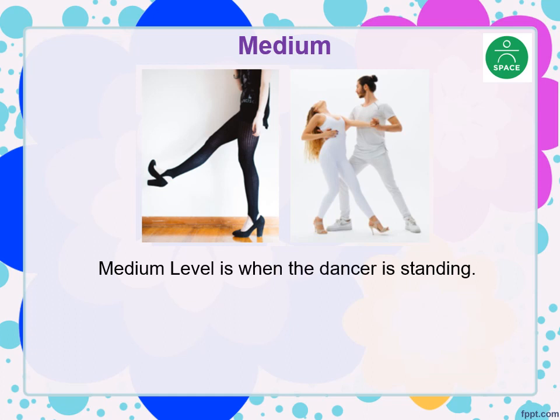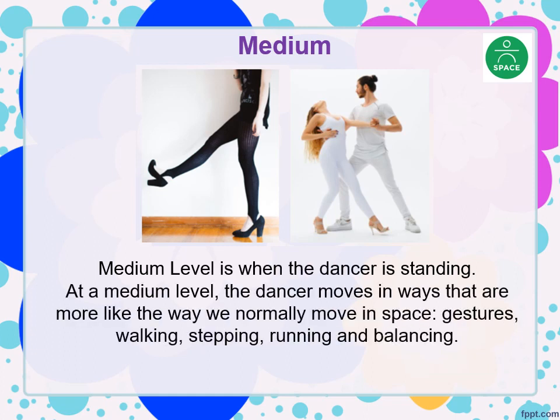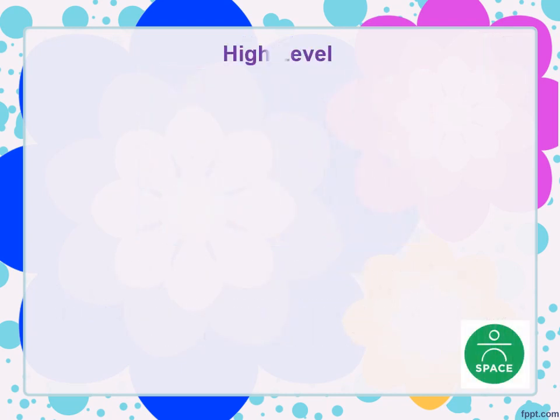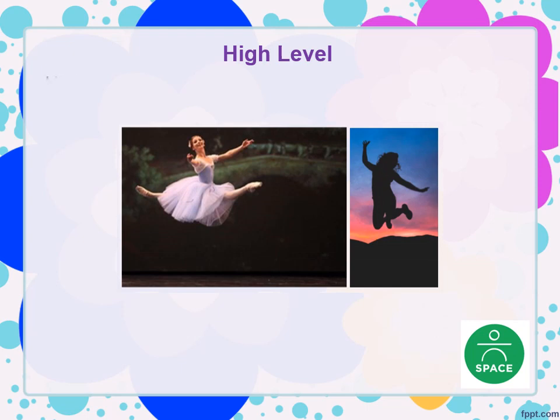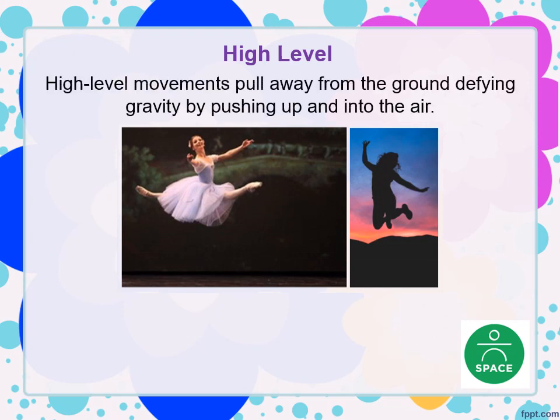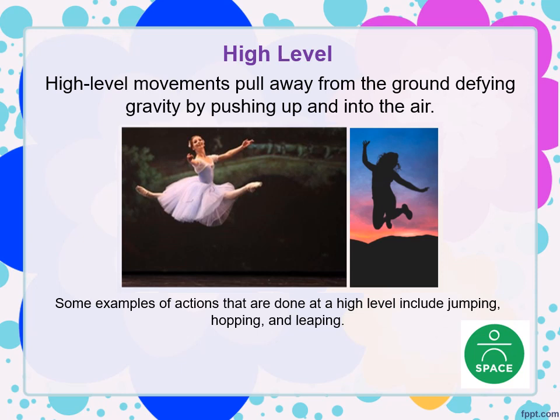Medium level is where the dancer is standing. At a medium level, the dancer moves in ways that are more like the way we normally move in space: gestures, walking, stepping, running, and balancing. High level. High-level movements pull away from the ground, defying gravity by pushing up and into the air. Some examples of actions that are done at high level include jumping, hopping, and leaping.